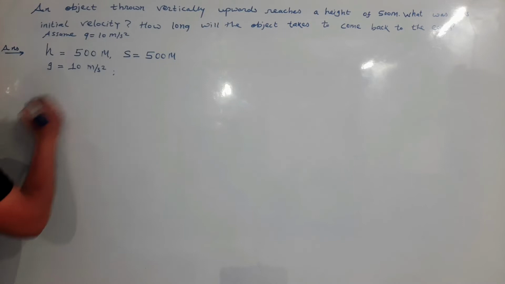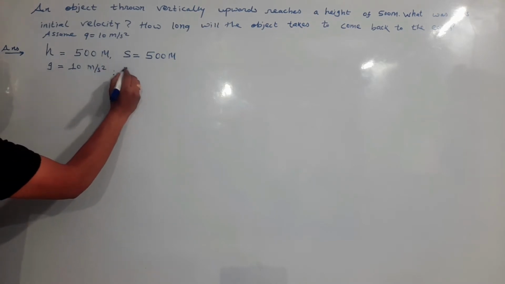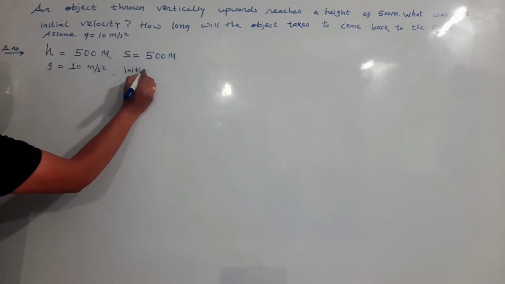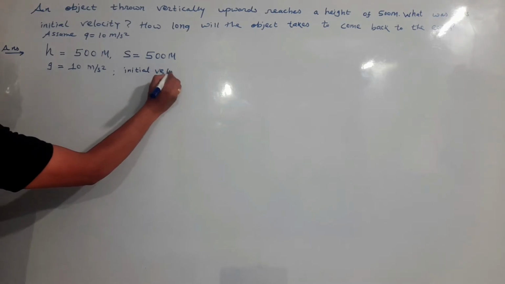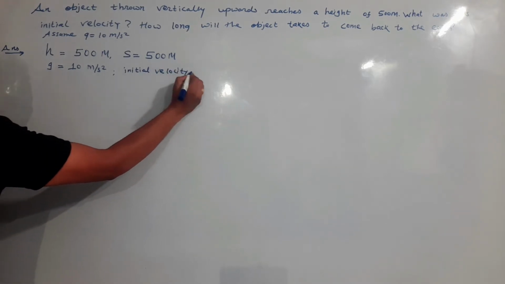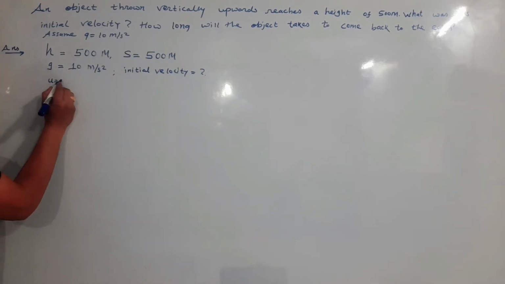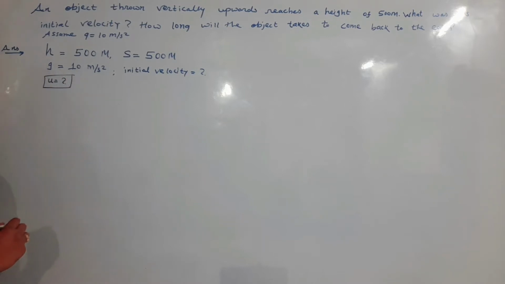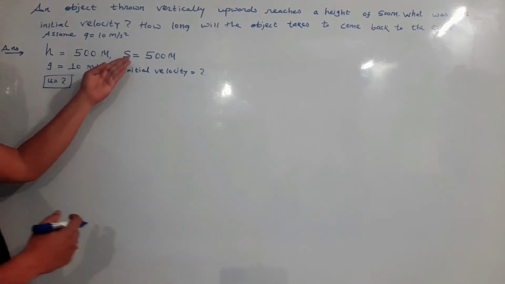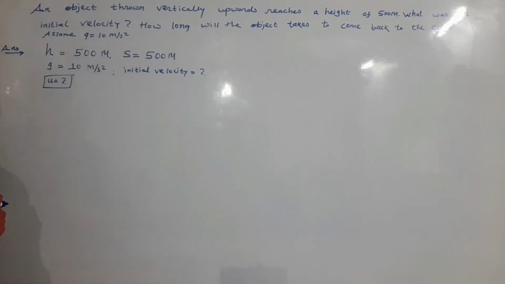My dear student, here initial velocity we have to find, and initial velocity is u, so we have to find the value of u. In this information we are given the displacement of the body, we have also been given the acceleration due to gravity, and we have to find the initial velocity u.